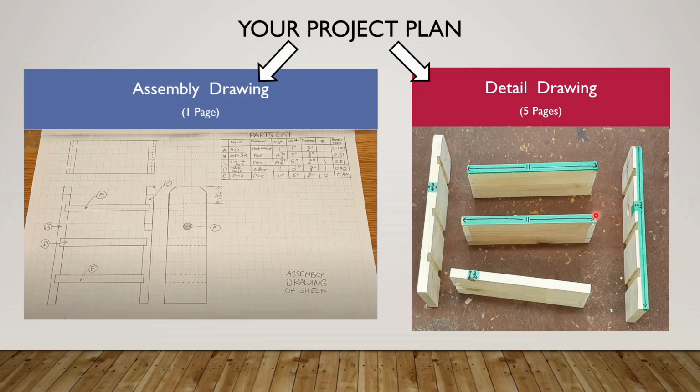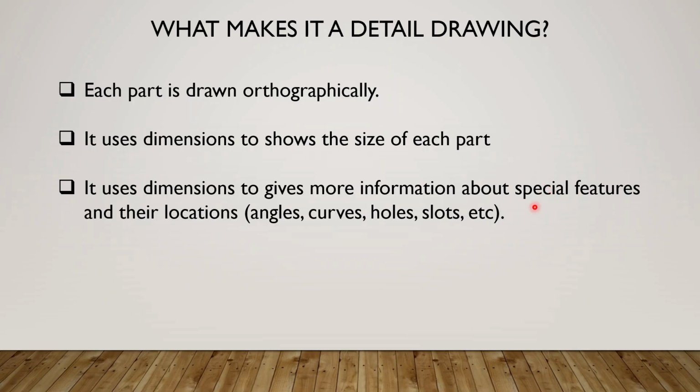All of your detail drawings must maintain all 3 of these features. They must all be drawn orthographically. They must all use dimensions to show the reader the size of each part. And they must also use dimensions to give the reader information about special features that might exist in your project, for example, angles, curves, holes, or slots. And it also needs to tell the reader where these special features are actually located in the wood itself.